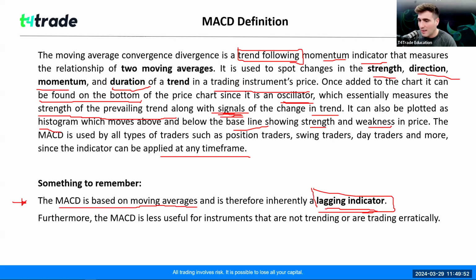Furthermore, MACD is less useful for instruments that are not trending or are trading erratically. Trading erratically, talking about something on a shorter time frame, for example crude oil, which is infamous for making volatile, sharp movements up and down. Not that kind of ideal. If you do WTI on a short time frame as well, MACD is going to be all over the place. It's going to give you a million signals, and you don't know which is reliable and which is not. You can adjust that accordingly, but yes, okay.